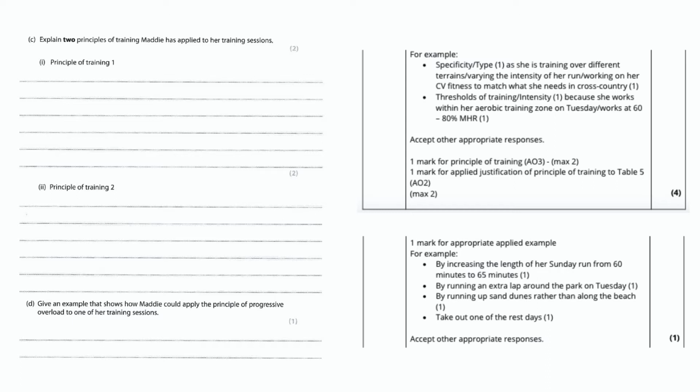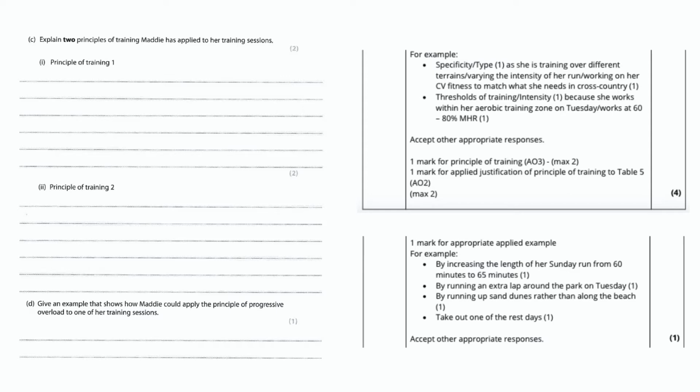Each one's 2 marks. The first thing I'd be looking at is she's clearly put some rest days in. So we're going to get 1 mark for saying she's used the principle of training of rest and recovery. For the second mark, you just need to explain that. So if you've put something along the lines of she uses rest days to ensure that her body and her muscles have time to repair in the lead up to a race, then that's going to be your second mark.